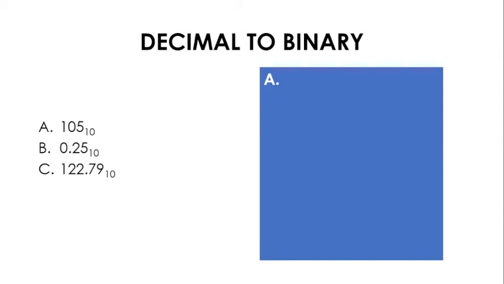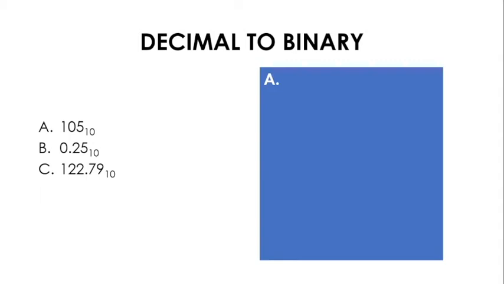Example B will be a fractional part of a number, which means that we will be converting numbers that are located on the right side of the decimal point. And for example C, we will do a combination of a whole number and the fractional part of the number.